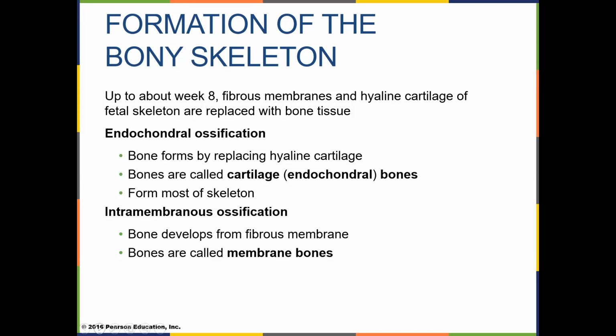Everything except the frontal bone, the parietal bone, the occipital bone, the temporal bone, and the clavicle is going to be made out of hyaline cartilage. Those 4 bones of the skull plus the clavicle are made out of a fibrous membrane, and they're going to become ossified through what's known as intramembranous ossification. But the bulk of our bony skeleton will form through endochondral ossification, replacing the hyaline cartilage with bone.